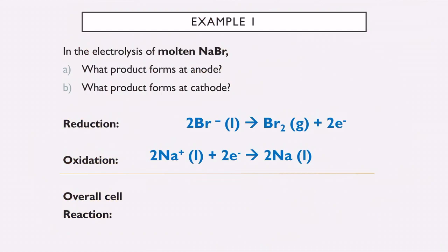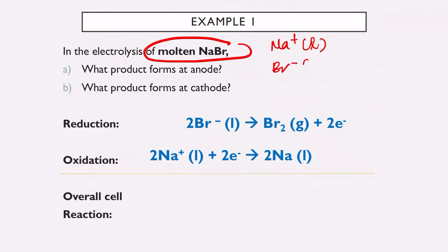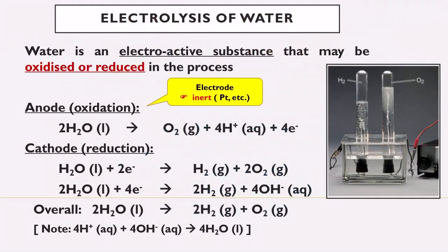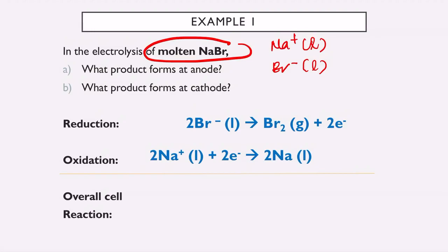Alright, so for example, if you have molten NaBr, obviously what ions do you have? You need to know. You will have Na+ (liquid, molten) and Br-. So what will happen? Write the half cell equations and get the overall cell reaction. So the products that are formed at your anode will be what?